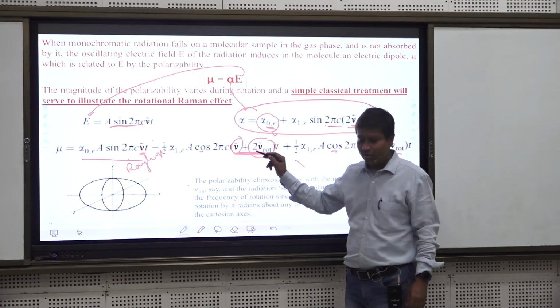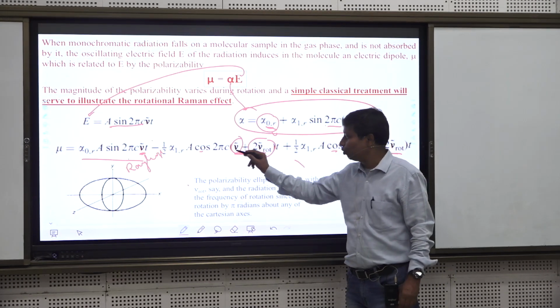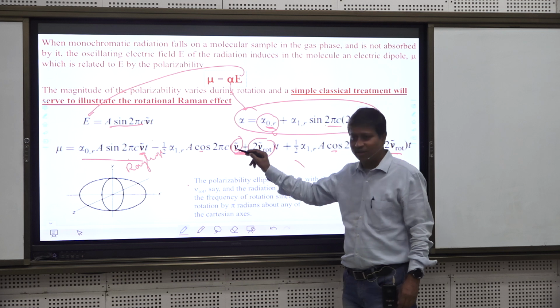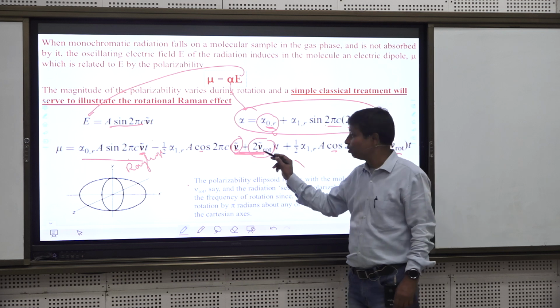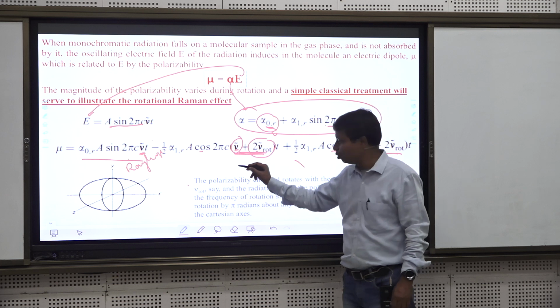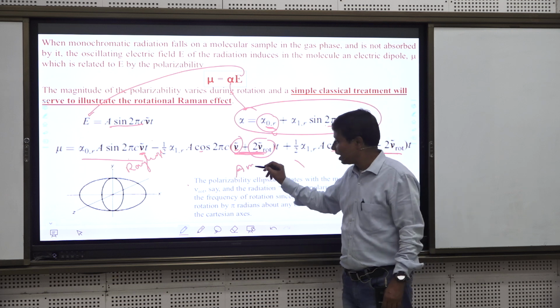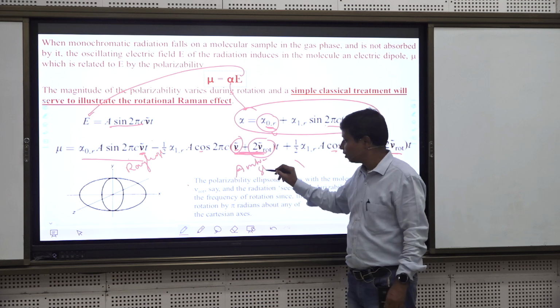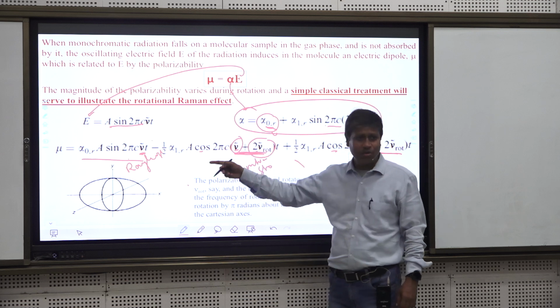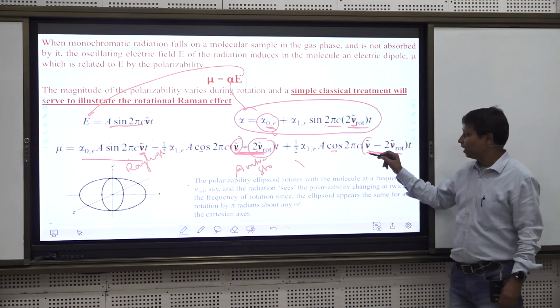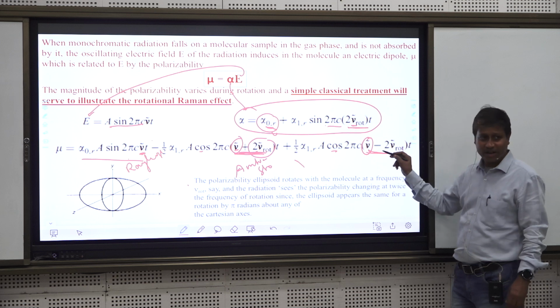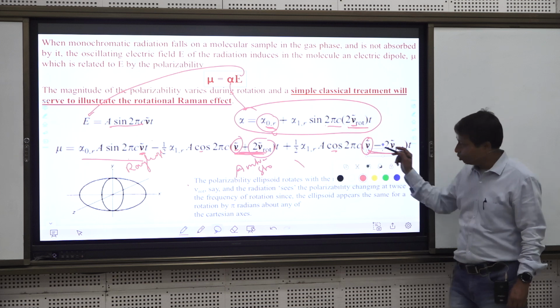And another one is the frequency of light plus the molecular frequency property, the rotational frequency, plus 2 nu. So whatever energy you are giving, you are getting more. So nu plus 2 nu rotation, this is known as anti-Stokes. Whatever energy nu you are giving, you are getting back more. And in this one, you are giving minus this molecular term.